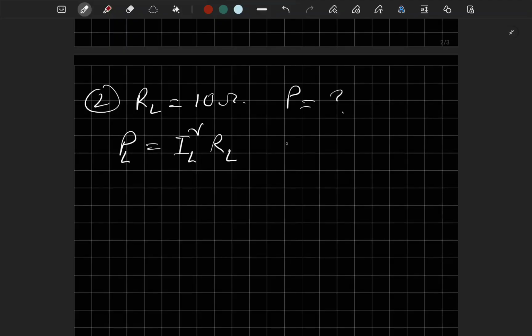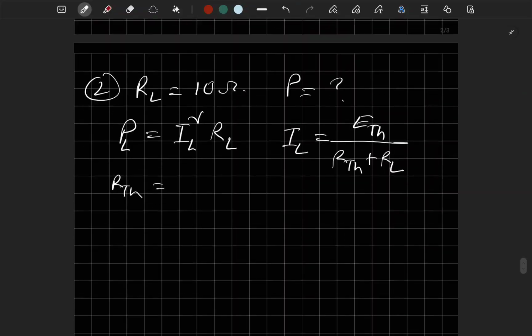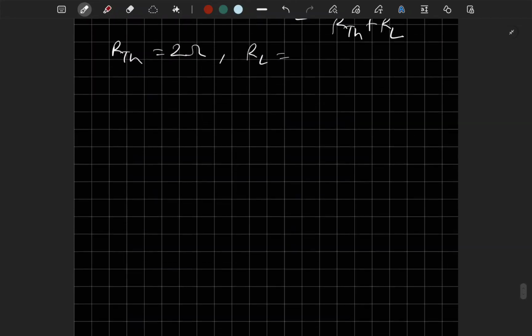Now to find IL, we have another equation. IL is equal to ETH over RTH plus RL. So this is basically the total internal resistance of the circuit, because RTH is all the resistance except the load, and you add the load. Now we have RTH from the previous question. We had RTH equal to 2 ohms, and we have RL given, that's 10 ohms.